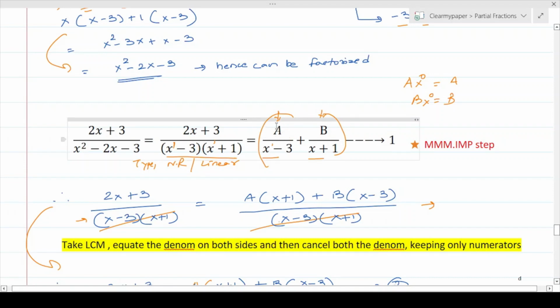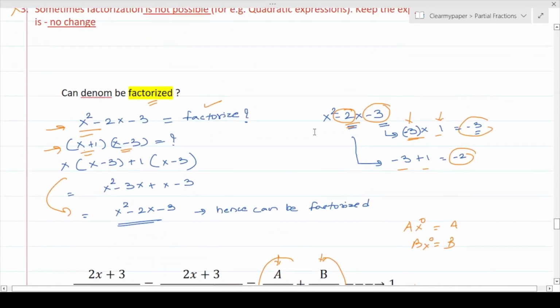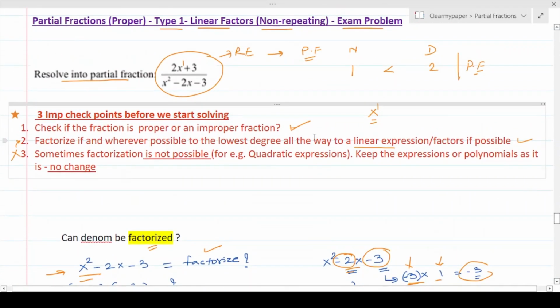Because you'll see in type 2 this will slightly change, and in type 3 again it will change, but the principles remain the same. So how do you come up with this, the very first step, the most important step of forming an equation, and then solving it is the other piece. Okay, so this is the most important step, and this is what you need to learn. How do you map this to the type of problem? And the more you solve, the more you know the tips and the tricks. So that's a wrap up on this particular example of solving type 1, linear factors non-repeating problem for partial fractions, and we took a proper fraction example.